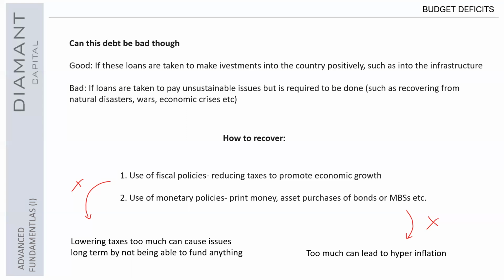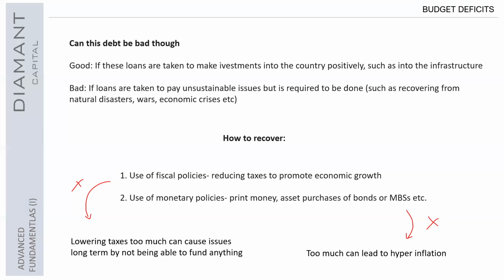Now, how to recover? Number one, of course, the use of fiscal policies, reducing taxes to promote economic growth. And the second way is use of monetary policies, which we know about is money supply, the printing of money, asset purchases of bonds, mortgage-backed securities, and everything else. And then, of course, I've just taken a little note in terms of fiscal policies. Lowering taxes too much can cause issues long term by not being able to fund anything. And then in terms of monetary policies, too much can lead to hyperinflation. And that's an issue that we always have to look at.